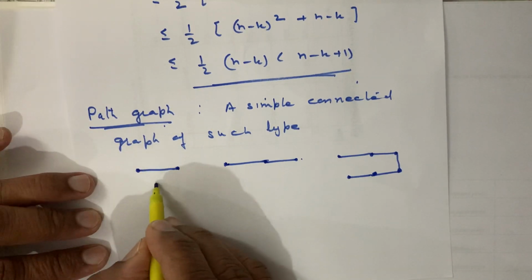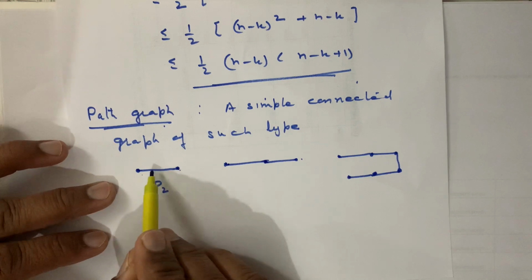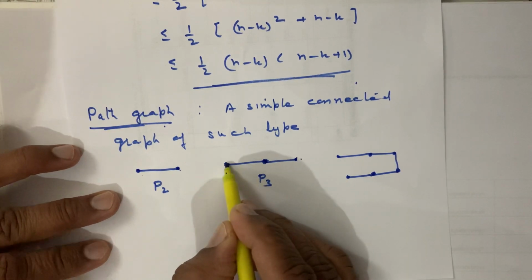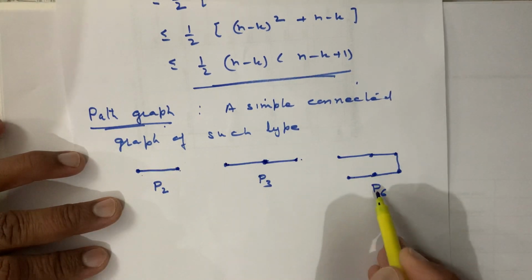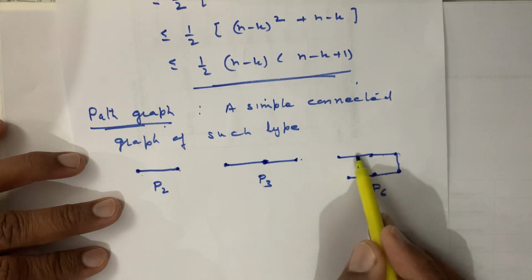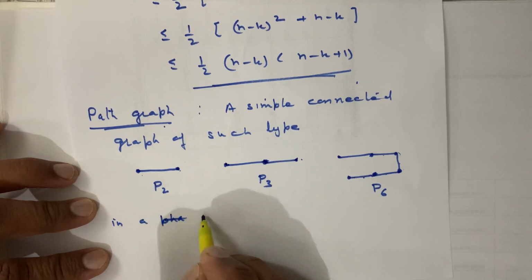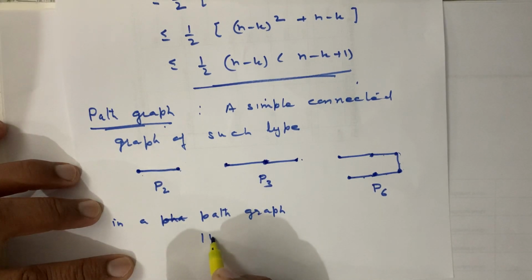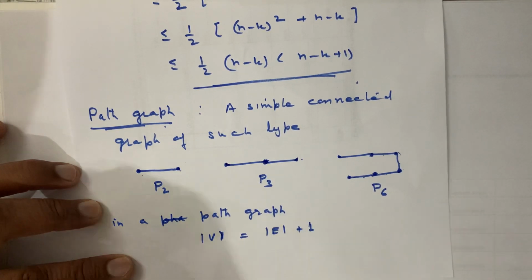This graph is called P2. We denote this one by P2. There are 2 vertices, 1 edge. This is P3. There are 3 vertices and 2 edges. And this one is 1, 2, 3, 4, 5, 6. So this is P6. In P6, we are seeing that there are 6 vertices and 5 edges. So in a path graph, order of V is equal to order of E plus 1.